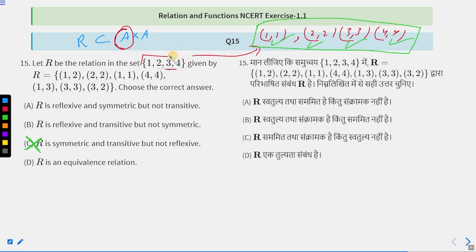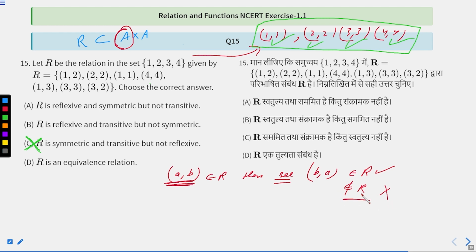In order to check for symmetric, if you recall the definition, whenever we have a pair, always start with this pair in R, then see whether B comma A belongs to the relation R or not. If it does belong to R, this means your relation is symmetric. If this is not happening, then not symmetric. Okay, so let us see.